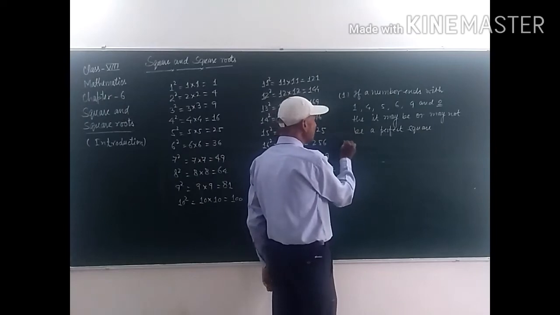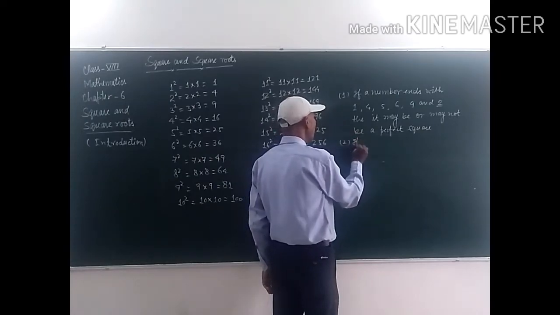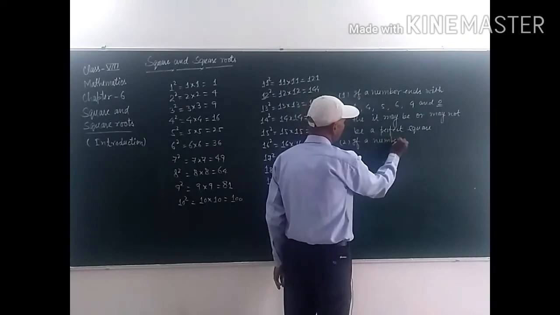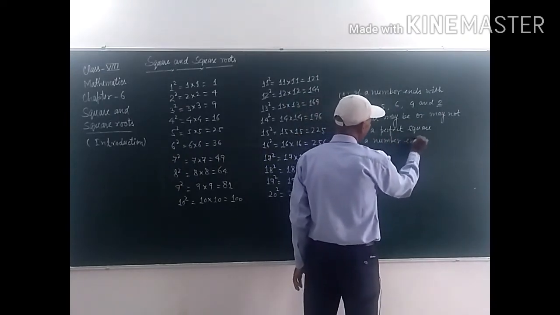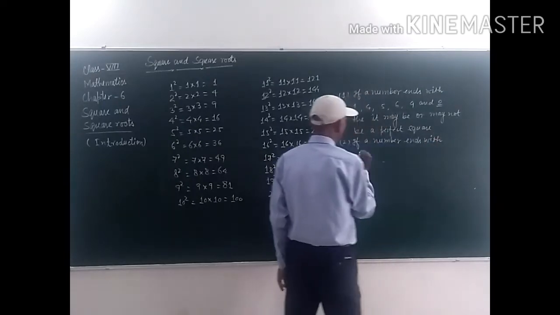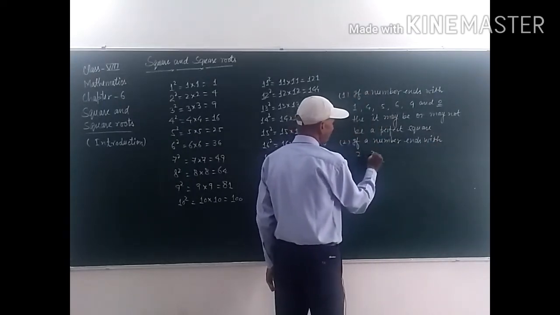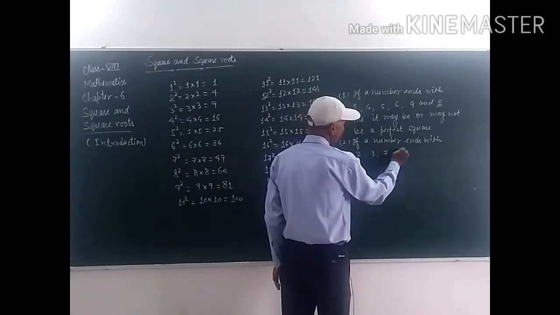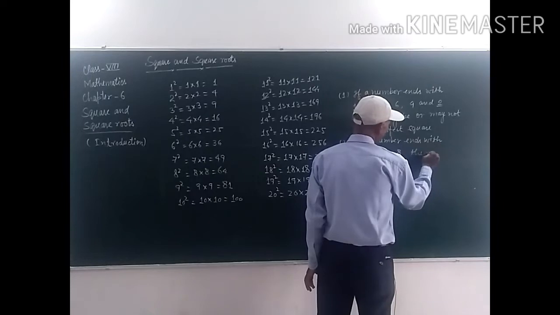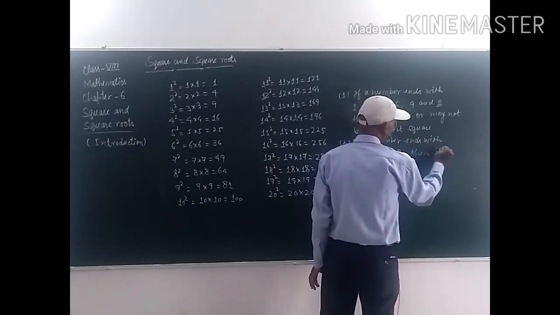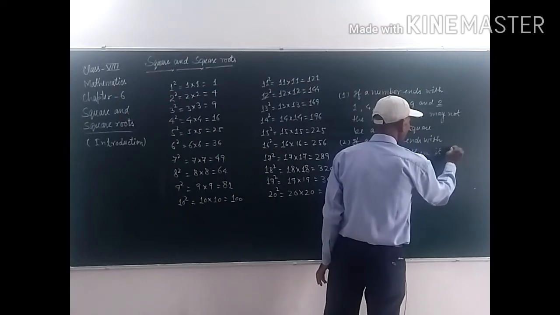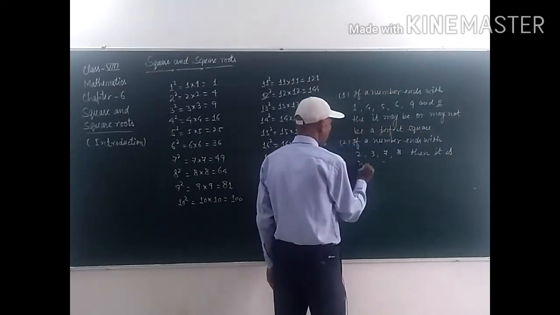And in the second case, students, if a number ends with 2, 3, 7, 8, then it is not a perfect square.